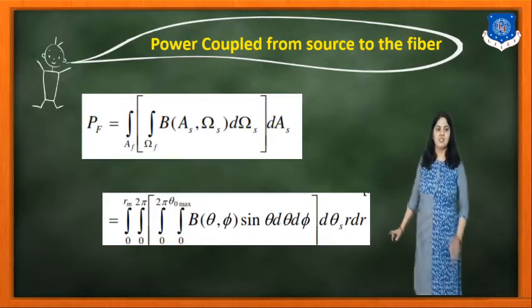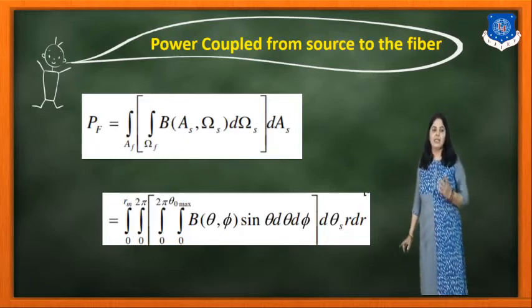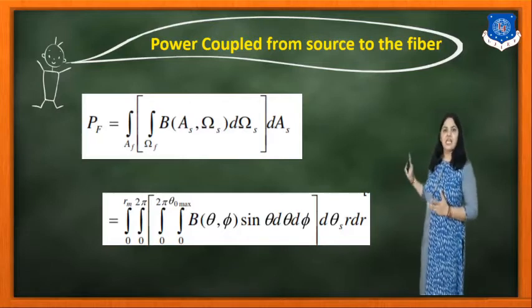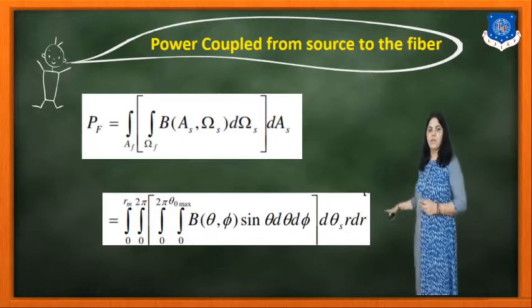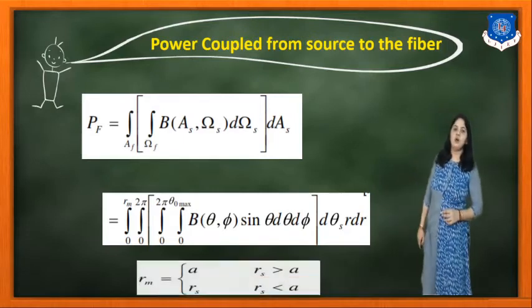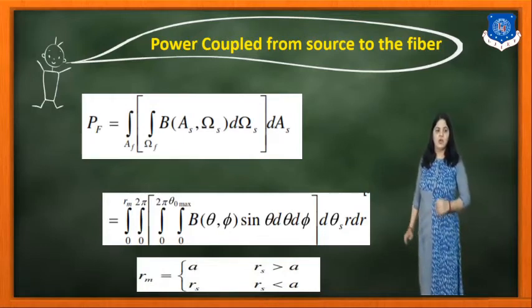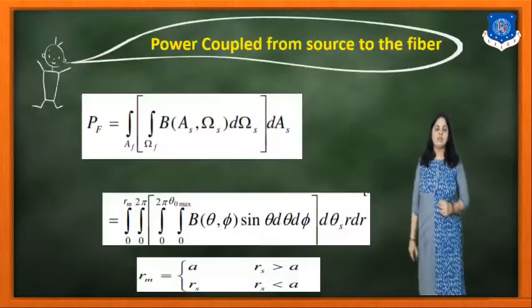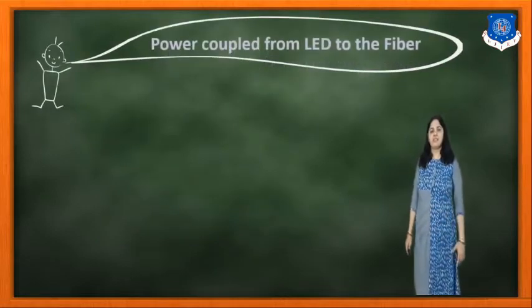Again we can write in terms of r, theta and phi. So this equation is the integration 0 to Rm, integration 0 to 2 pi, integration 0 to theta 0 maximum, B(theta 0, theta, phi) sin theta d phi, and bracket complete, d theta, as r into dr, where the Rm value is equal to a while Rs is greater than a, and it is equal to Rs while Rs is less than or equal to a. So this equation is about that.